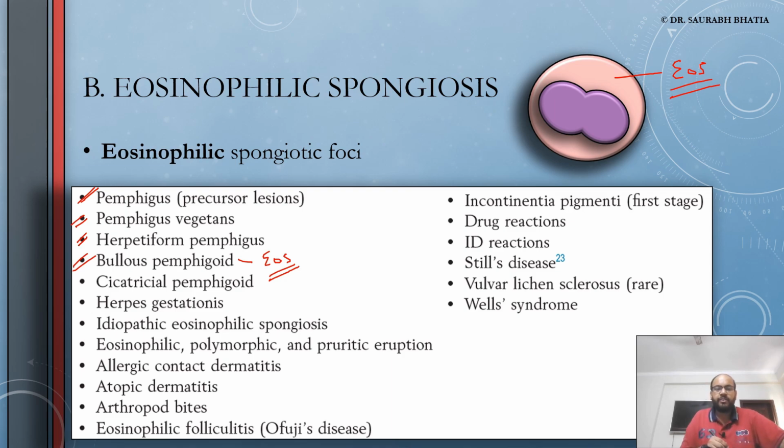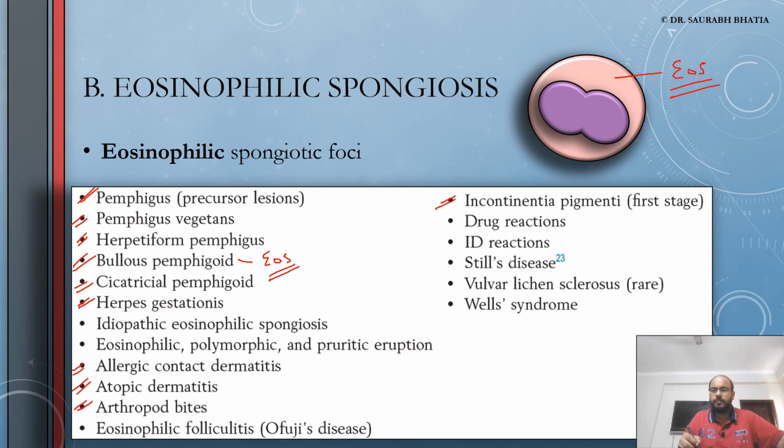pattern. So remember that all vesicobullous reaction patterns, in the initial stages, start with spongiosis in the very early stage. So spongiotic tissue reaction pattern can be seen easily in a disorder which you suspect to be vesicobullous. Let's move forward.